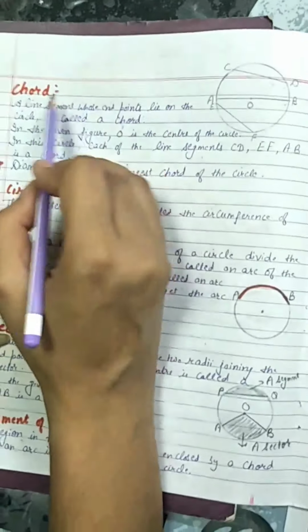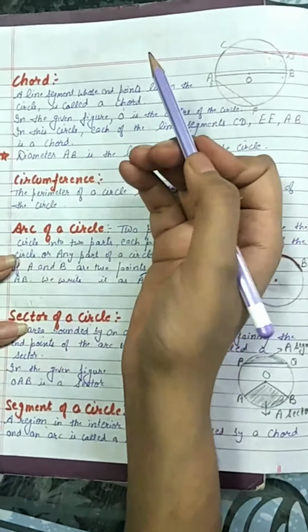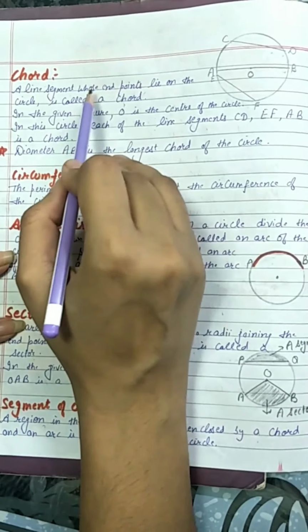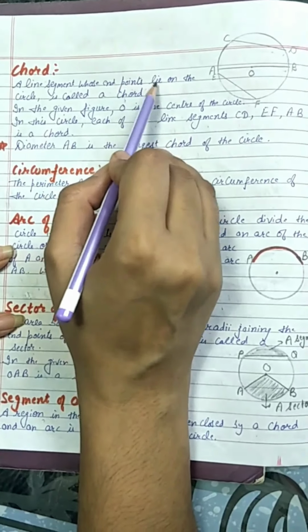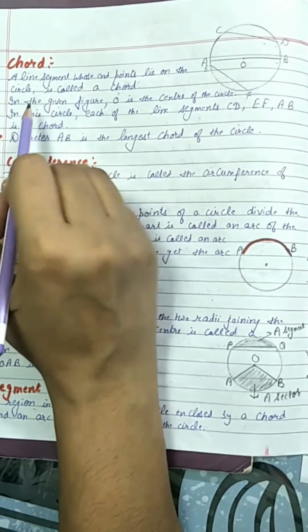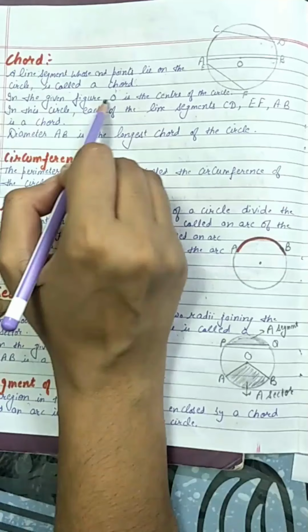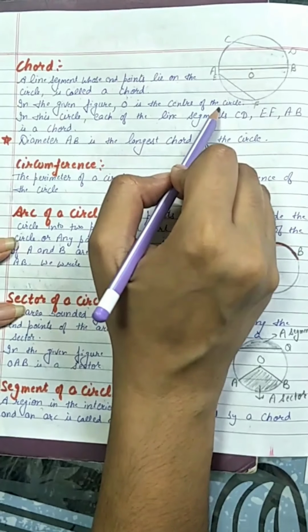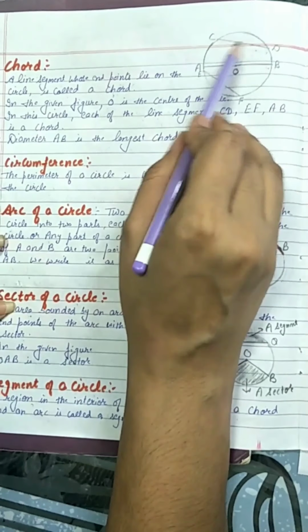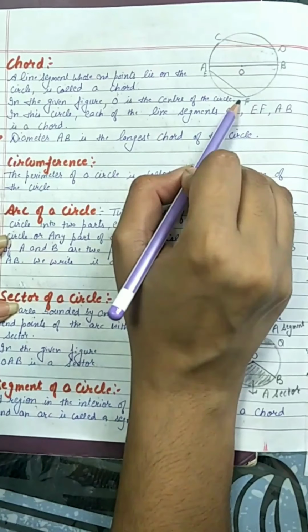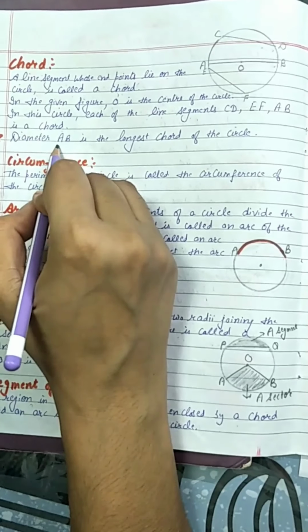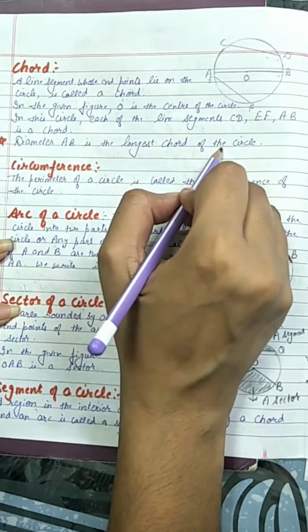Now see the next topic, chord of a circle. What is a chord of a circle? Now listen carefully. A line segment whose end points lie on the circle is called a chord. In the given figure, O is the center of the circle. In this circle, each of the line segments CD, EF and AB is a chord. Diameter AB is the longest chord of the circle.